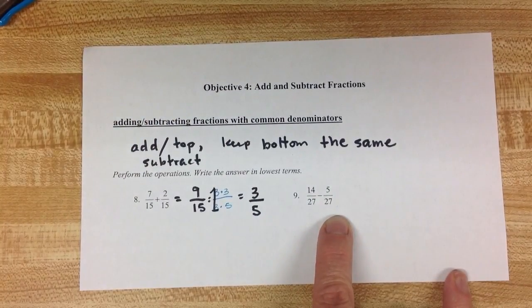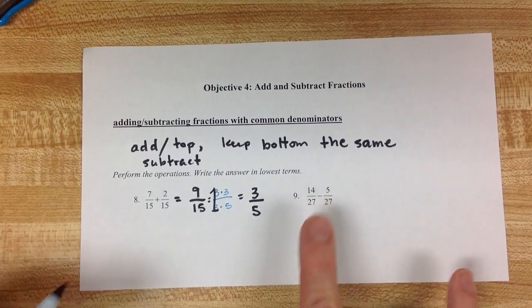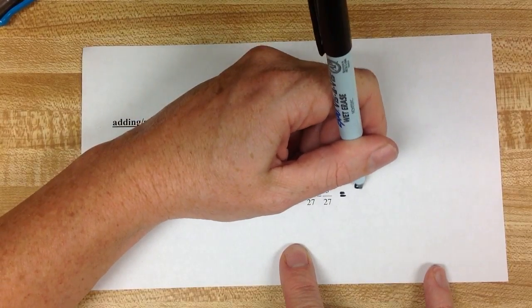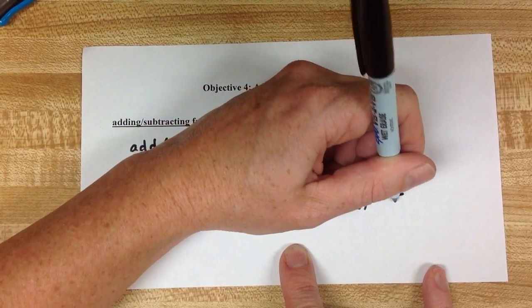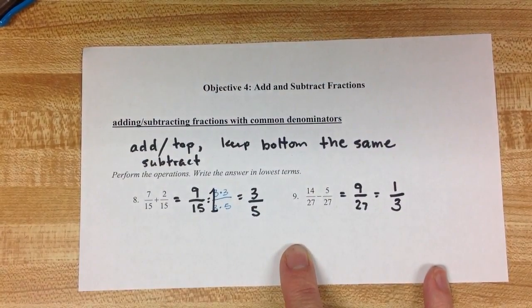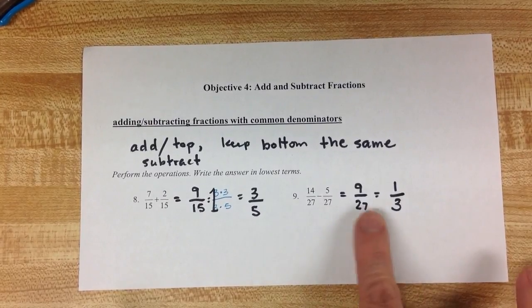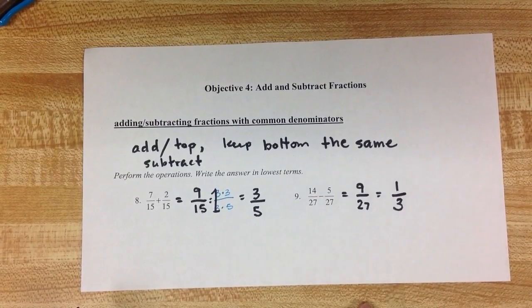Here I've got a subtraction problem. 14/27 minus 5/27 will give me 9/27. And we've reduced that fraction already on the previous objective. 9/27 reduces down to 1/3.